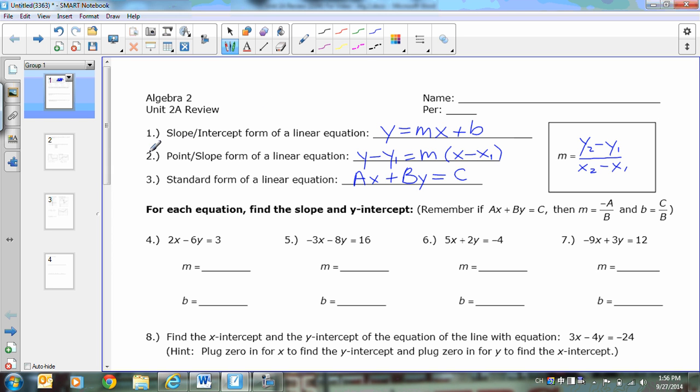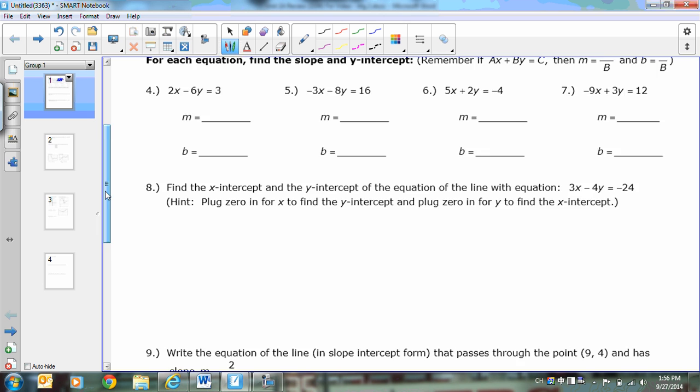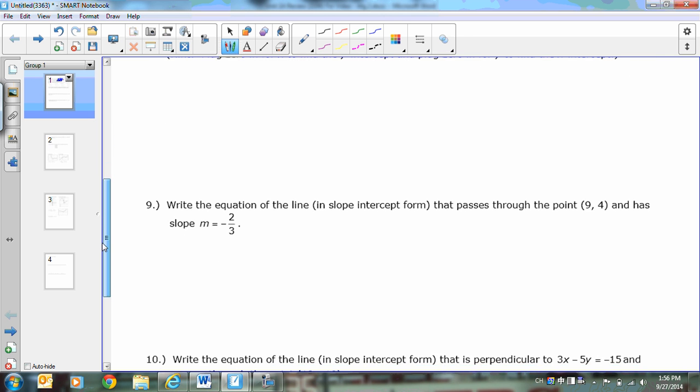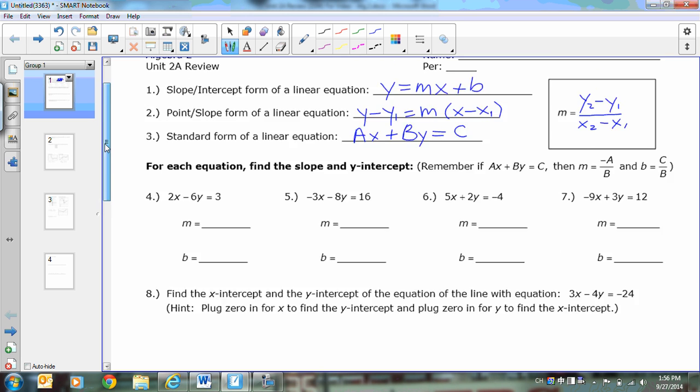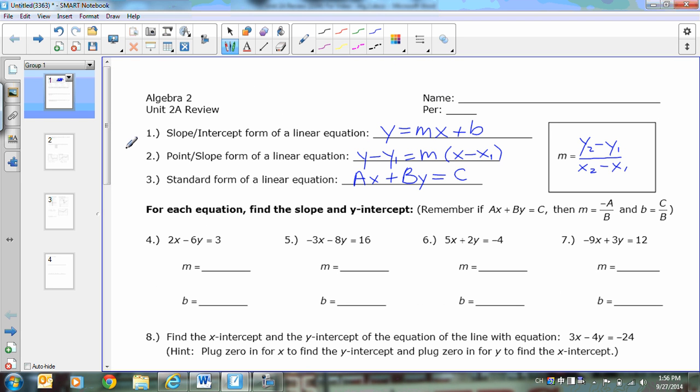Another thing you'll notice is that in my version of the review, I've spread things out so that there's room to work the problem in an effort to save paper. Your problems are a lot closer together, so you might want to grab an extra piece of paper. You'll want to show your work on another piece of paper. All right, so let's get started.